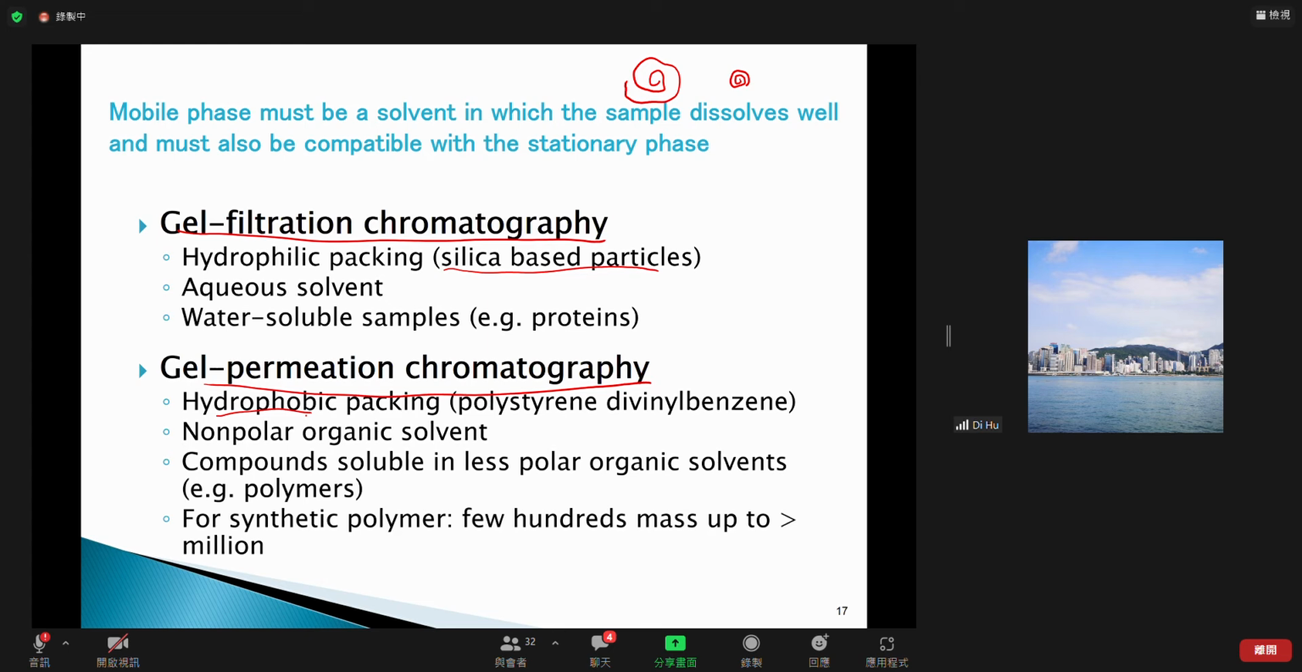That's it. Okay. Then for gel permeation chromatography, this will be the one we focus on later, because we're going to talk about how we can use it to determine the molecular weight distribution of synthetic polymers, because their mass can go from a few hundred up to a million. So if you want to identify the mass distribution, the column also has to have a pore size able to cover such a wide range. Okay, so this is when you choose the sample, choose the solvent, and also think about the stationary phase.